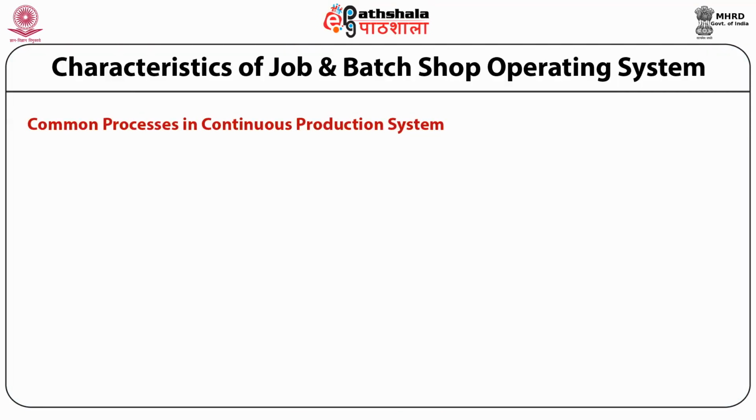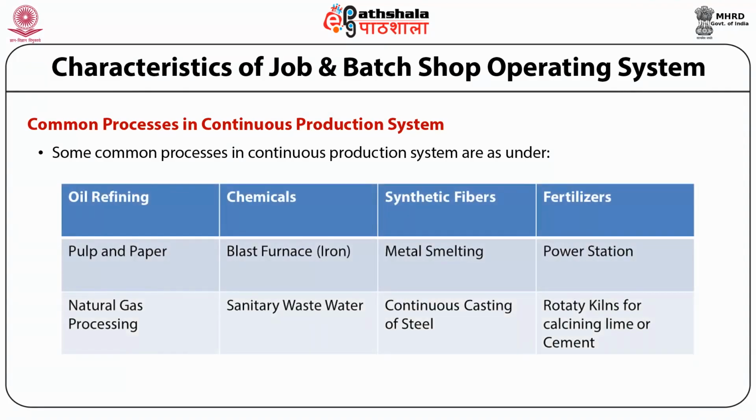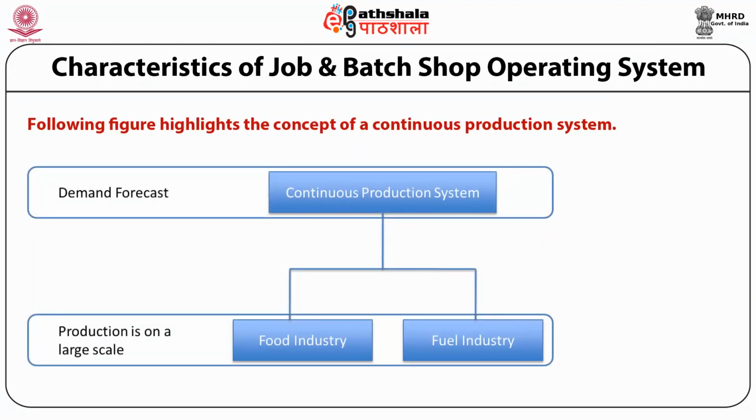Common processes in continuous production system. Some common processes in continuous production system are as under: oil refinery, chemicals, synthetic fibers, fertilizers, pulp and paper, blast furnace, metal smelting, power station, natural gas processing, sanitation, wastewater, continuous casting of steel, rotating kiln for calcining lime or cement. The following figure highlights the concept of continuous production system. Demand forecasting and production at the large scale are in synchronization with each other in the continuous production system, and the most frequent examples of continuous production system are food industry and fuel industry.